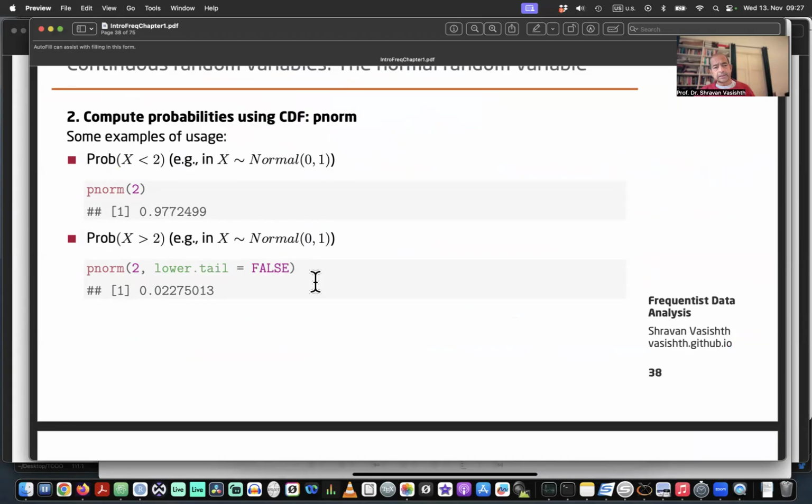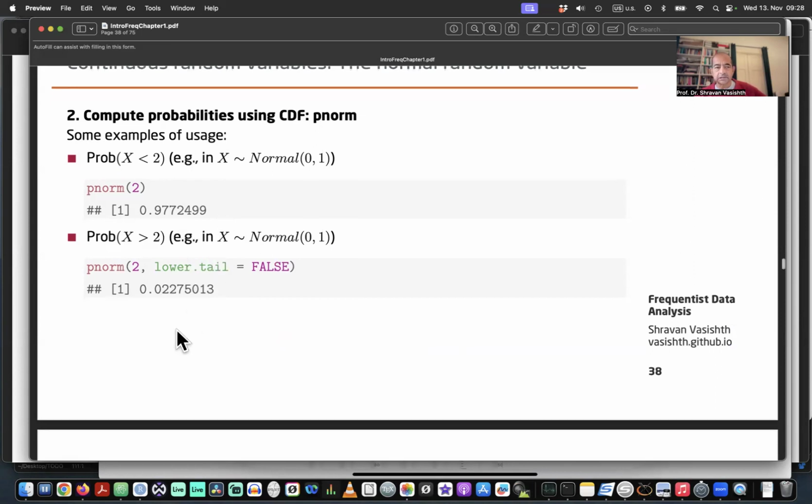If you do that, it's going to compute the area under the curve to the right of 2. Okay, so these are the two ways to do this. And these two numbers should sum up to 1. Okay, 0.97 and 0.0227, right? Of course, there might be slight deviations if you sum these up because of rounding errors. But they should technically sum up to 1.